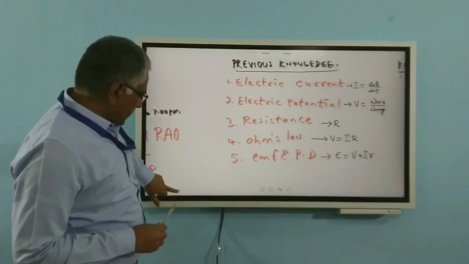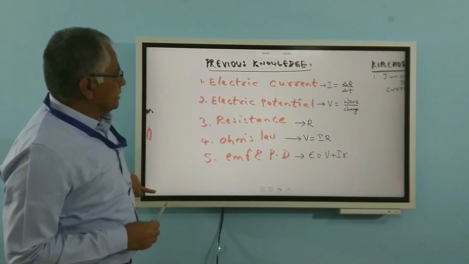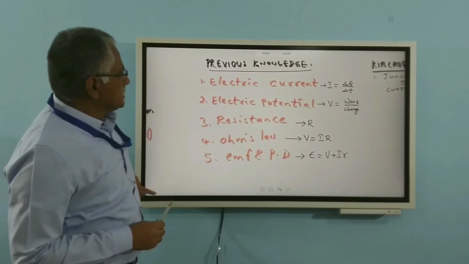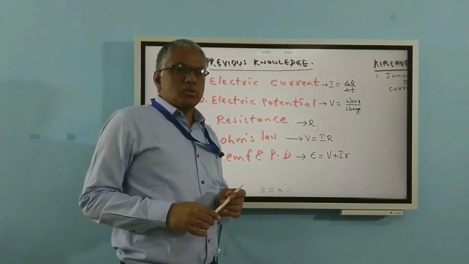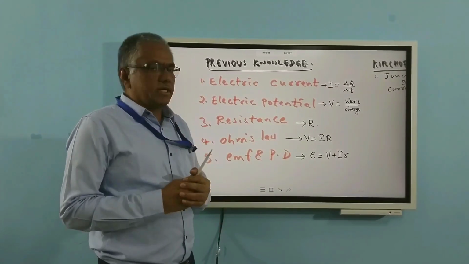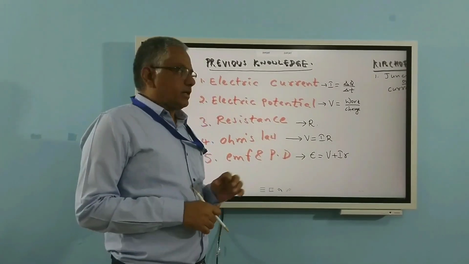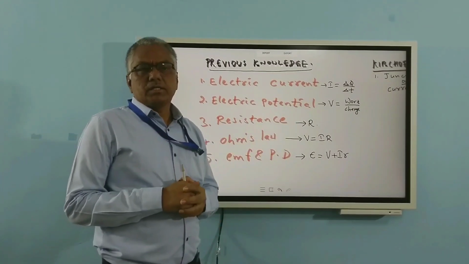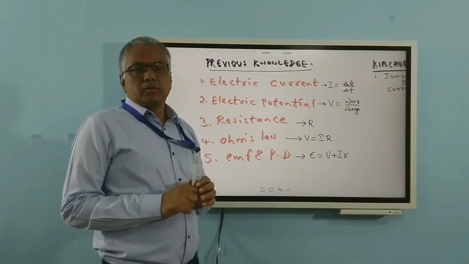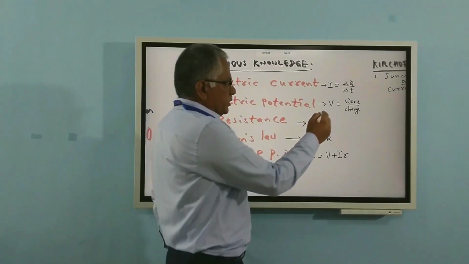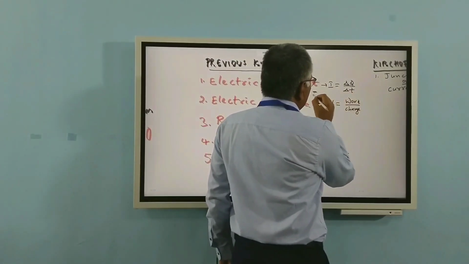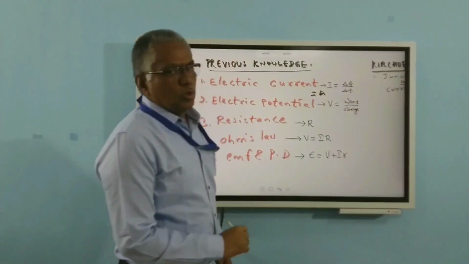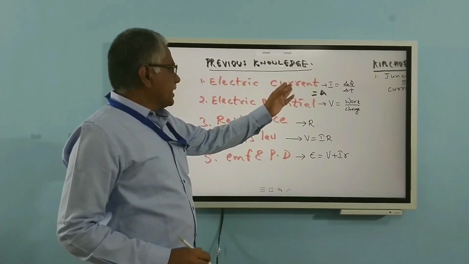First, let us know what all things we already know to study this chapter. That is previous knowledge. We must know what is electric current. Electric current we have studied in the last session. Electric current is nothing but the rate of flow of charge in unit time. I = ΔQ/ΔT. The SI unit for it is ampere, and coulomb per second.